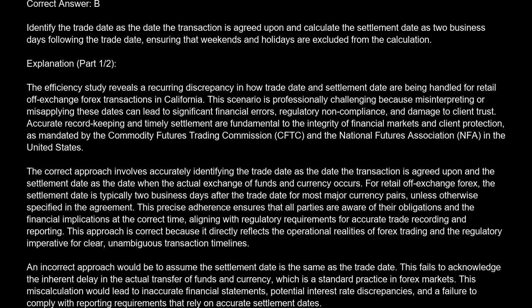This scenario is professionally challenging because misinterpreting or misapplying these dates can lead to significant financial errors, regulatory noncompliance, and damage to client trust. Accurate record-keeping and timely settlement are fundamental to the integrity of financial markets and client protection, as mandated by the Commodity Futures Trading Commission, CFTC, and the National Futures Association, NFA, in the United States. The correct approach involves accurately identifying the trade date as the date the transaction is agreed upon, and the settlement date as the date when the actual exchange of funds and currency occurs.